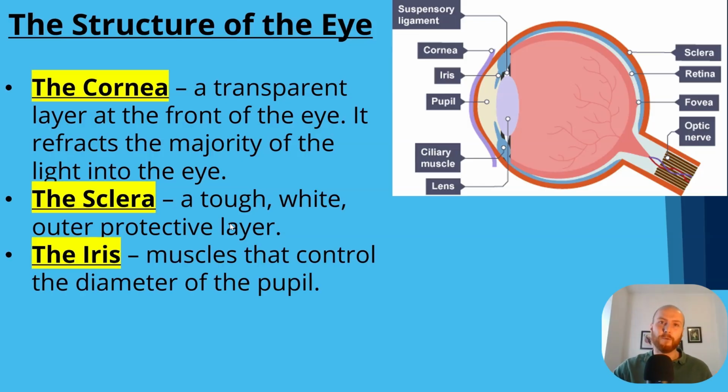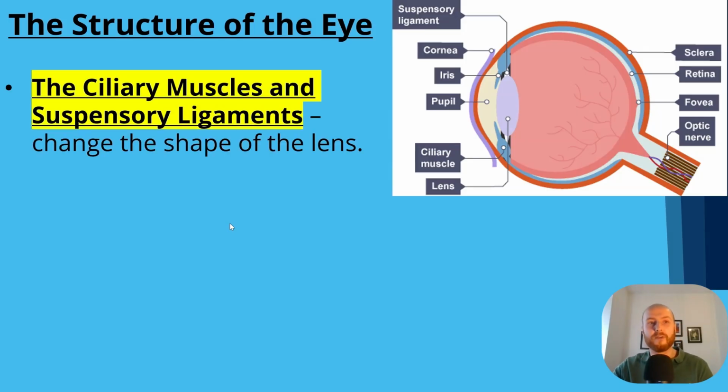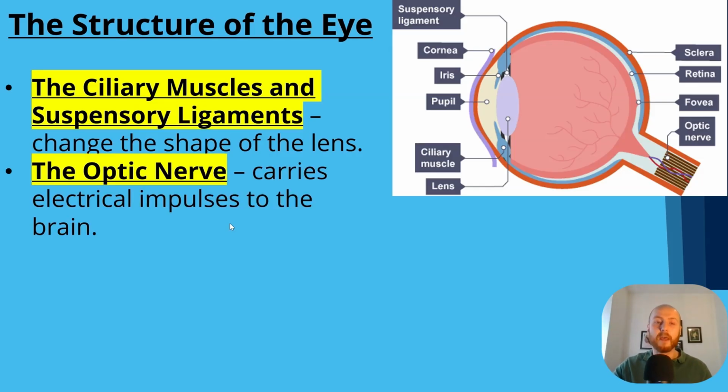Now, the iris next of all, it's a little muscle at the front of the eye. And the whole purpose of the iris is that it's got two sets of muscles that control the diameter of the pupil to let more light in dim light conditions and less light in bright light to protect that retina. Now, the lens focuses light onto the retina, and the retina is full of specialized light receptors. Next of all, we have the ciliary muscles and suspensory ligaments. Their role is to change the shape of the lens so that light can be focused onto the retina. We have the optic nerve at the back of the eye there, and that carries electrical impulses to the brain.